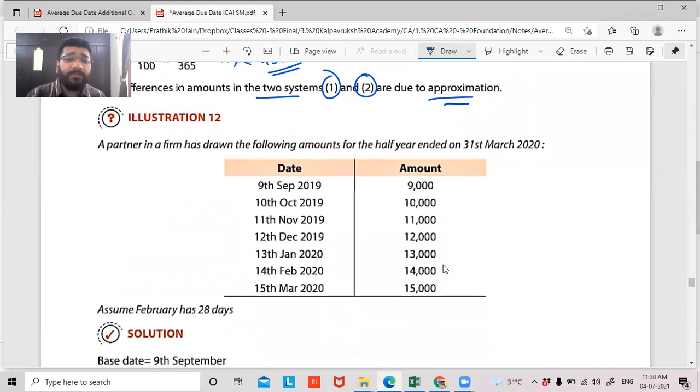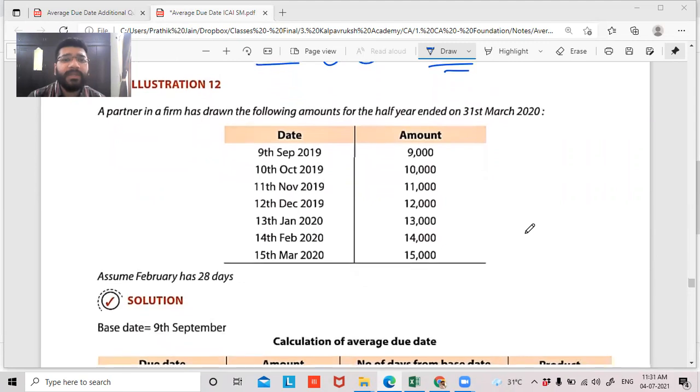Illustration 12 also, they have not mentioned the requirement, but it is calculation of average due date. So please start working on the 12th illustration, guys. Anybody still doing illustration 11? Adi, Akshita, Bhavika, Lakshana, Manish, anybody still doing illustration 11? No, sir. Completed. All completed? Okay, guys, head towards illustration 12.